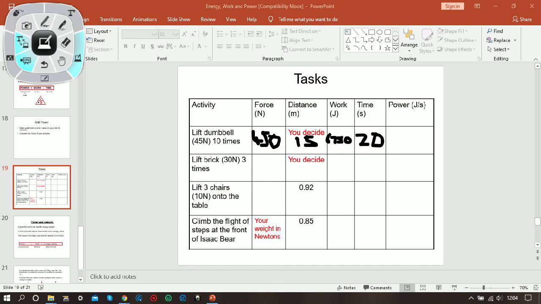And then you calculate your power from that, which is your work done divided by time. So I do 6,750 divided by 20, and that'll give me my power. And you do that for the rest of them. Times are up to you. Distances, you decide these top two based on your height and how much you lift it. Your weight in newtons for this one down here. And then these two you calculate the same way as I did this first one. And it's as simple as that. Hope that helps.